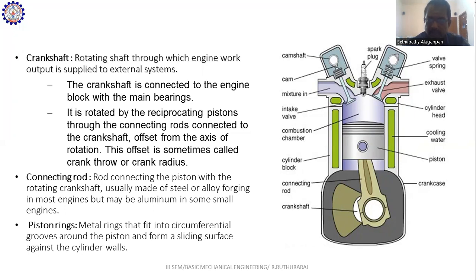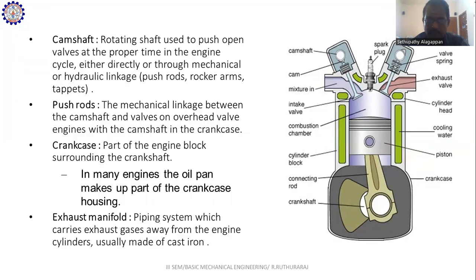Then the piston rings. The piston has three or four rings. These rings protect the piston from friction between the cylinder wall and the piston body. They also prevent the air-fuel mixture from getting outside of the chamber.